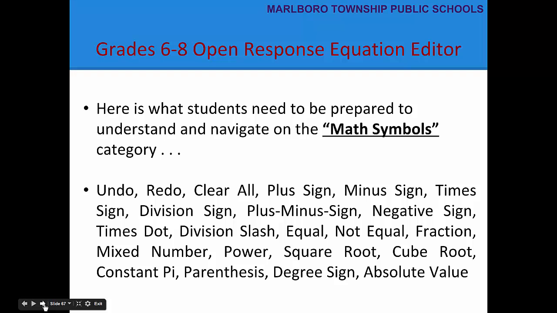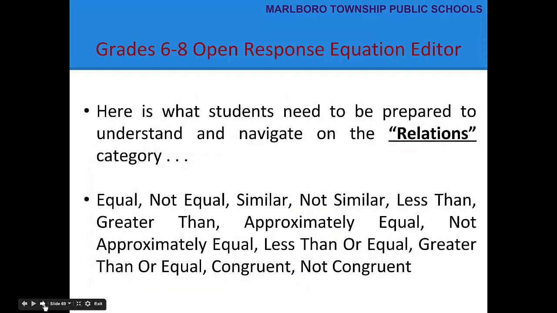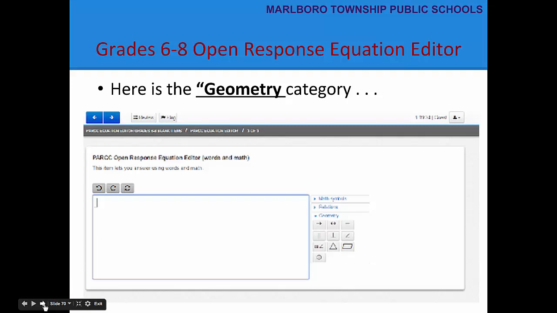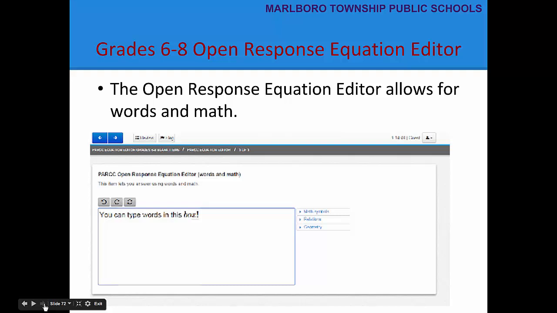And the math symbols, I'm not going to read these. I've just read the others. Okay, I'm going to go to relations. Relations has equal, not equal, similar, not similar, less than, greater than, approximately equal, not approximately equal, less than or equal, greater than or equal, congruent, and not congruent. Okay. And then geometry will have ray, line, line segment, parallel, perpendicular, angle, angle measure, triangle, parallelogram, and circle. Again, the open response equation editor allows for words and math.